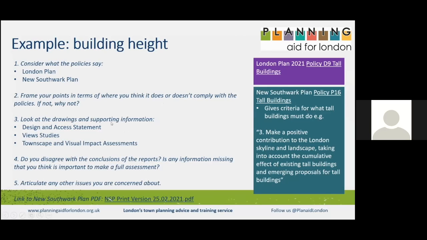Go through all the drawings and the supporting information. Obviously, with some of these major cases, there'd be a very large number of documents, but it's important to sift out which ones are relevant to the issue at hand. So in terms of height, you could look through the design and access statement. There might be some view studies showing CGI images showing it in context with its surroundings. Or a townscape and visual impact assessment is another common document. Have a look through those and consider whether or not you agree with the conclusions. Is there anything missing that you think is important to make a full assessment? And if there is, flag that up to the case officer to say, I actually think the view from this part of the park is really important and that hasn't been included and I think it needs to be. That was really useful to flag up in an objection.